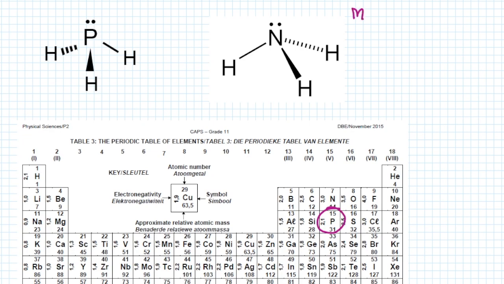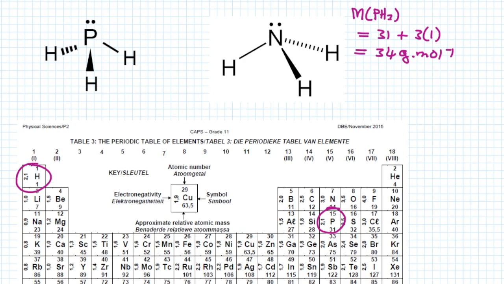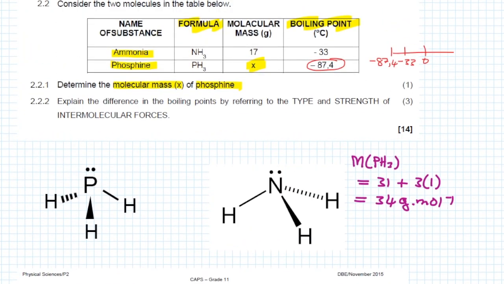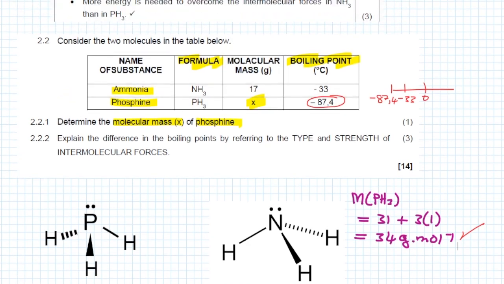So we say M of PH3, the molecular mass, is going to equal 31, plus hydrogen has an atomic mass of 1, but there are 3 of them, and this gives us an answer of 34 grams per mole. For writing down 34 grams per mole, you're going to obtain 1 mark. That is your answer to question 2.2.1, 34 grams per mole.